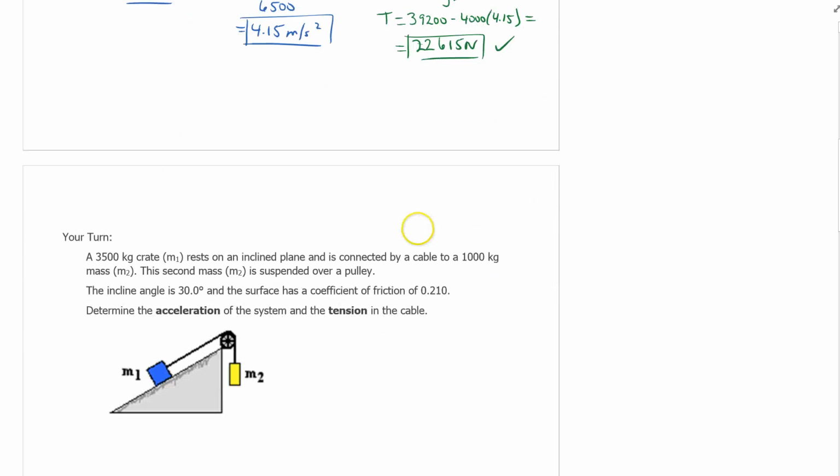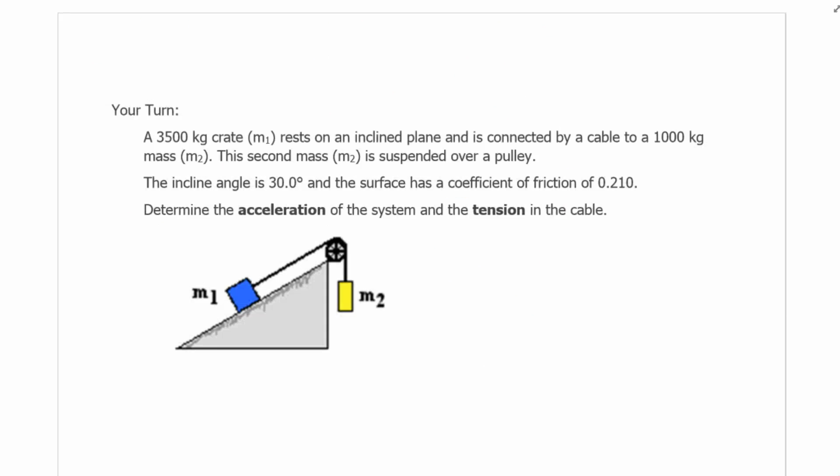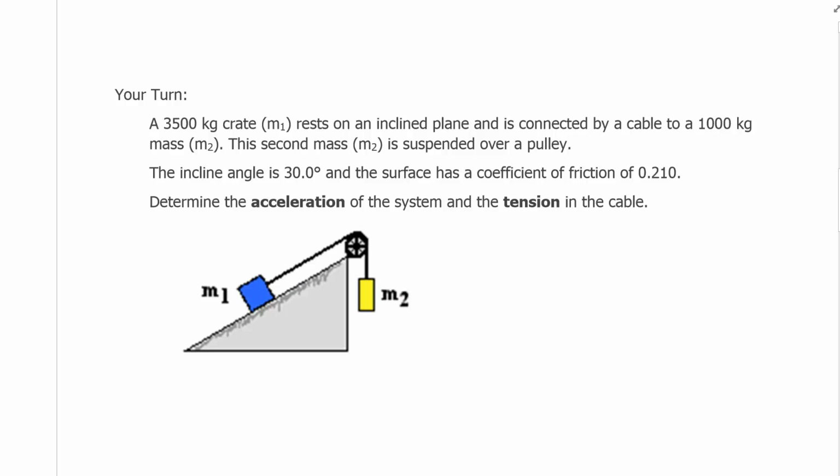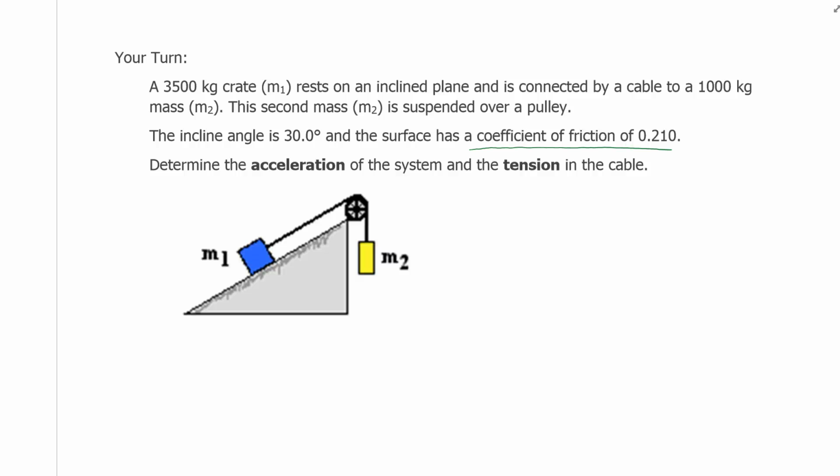Now, here comes a your turn. I always say U-turn. A your turn question. And I don't know what I was thinking. Really, the your turn shouldn't be any harder than the example we just did. But what did I do? I added friction to it. So I think what I'll do is start the question for you, and then I'll stop about halfway and let you try to finish it.